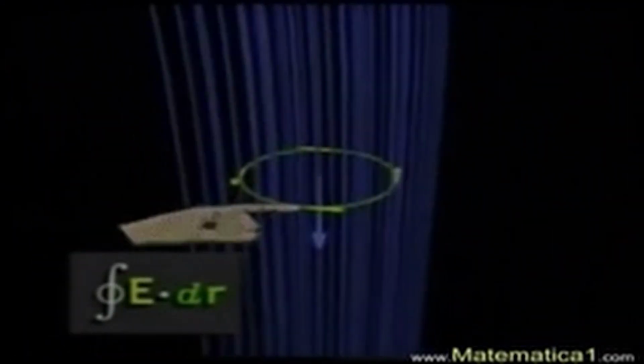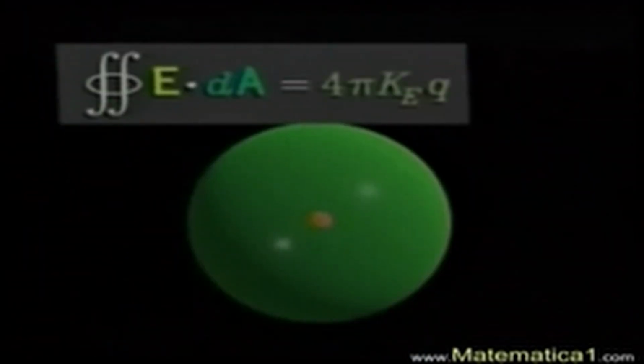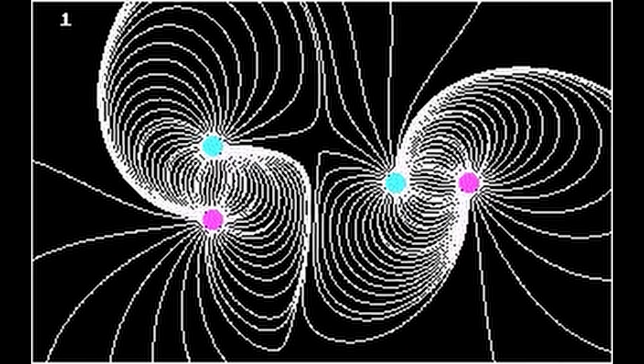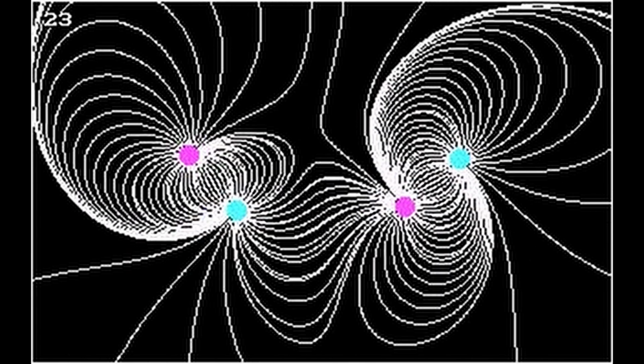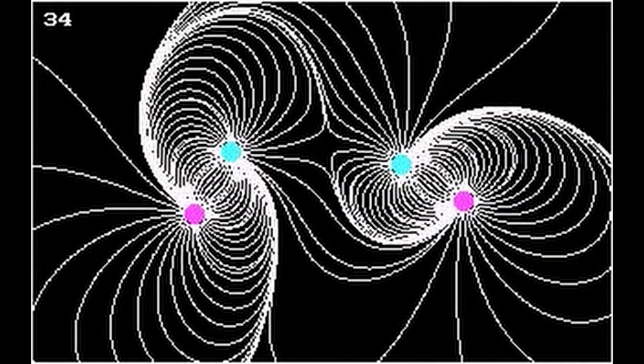Quantitative expression, single loop. For a single loop, the EMF induced is equal to the rate of change of magnetic flux through the loop. Multiple loops, coil. If there are multiple loops, n turns, the total EMF induced is n times the rate of change of magnetic flux through one loop. EMF equals −n dΦ/dt.